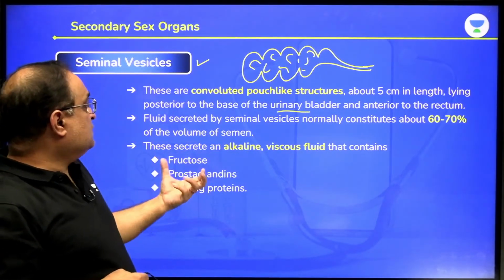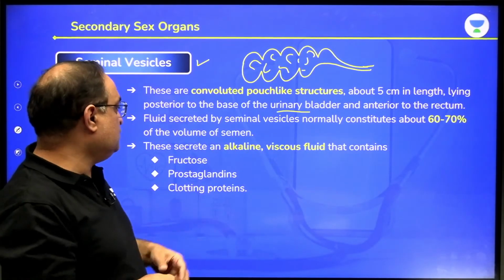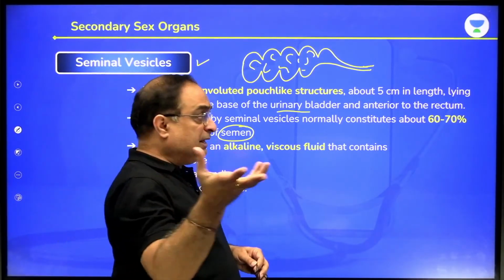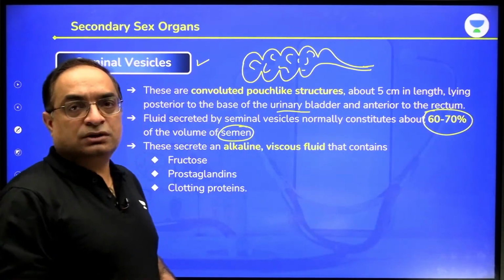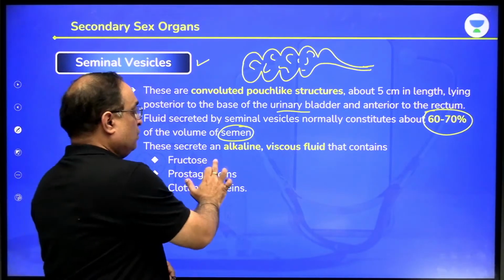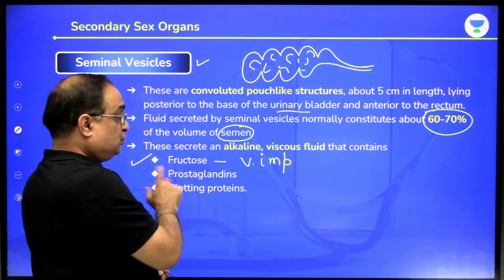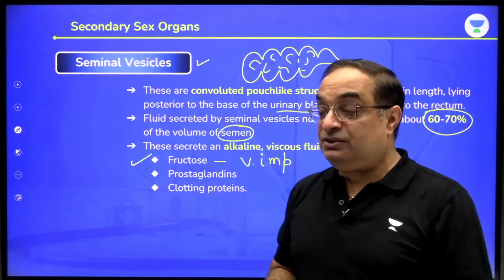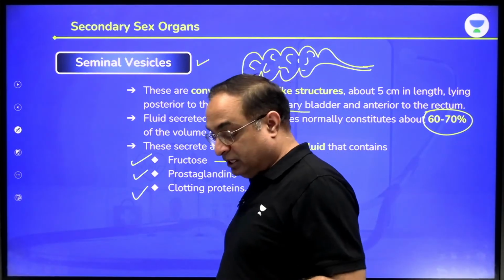Now the question they can ask you is: the fluid secreted by the seminal vesicles constitutes what percentage of the total volume of the semen? Where does the main part of the male reproductive fluid come from? From the seminal vesicles. They form 60 to 70% of the total volume of the semen. And what are they producing? Very important: they produce an alkaline viscous fluid which contains fructose sugar. They can ask you a question: sperms use which sugar for energy? That is fructose. They also produce prostaglandins and certain clotting proteins.